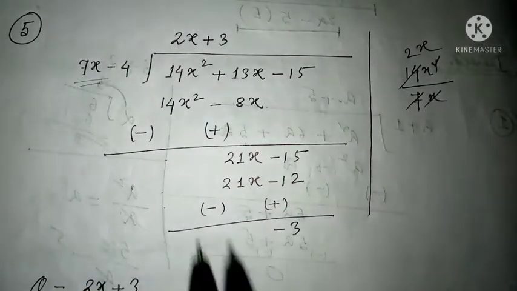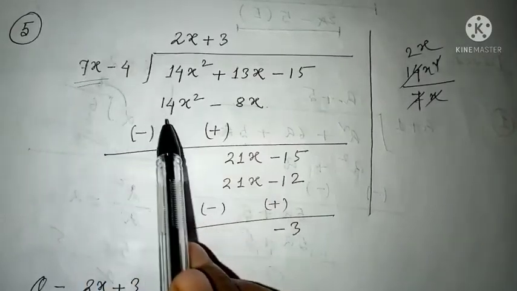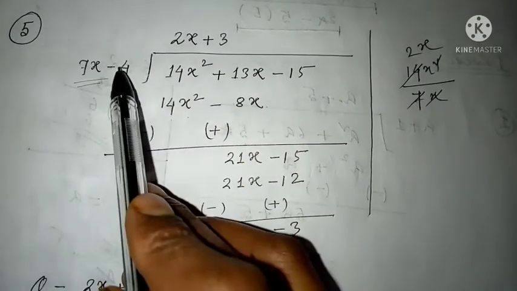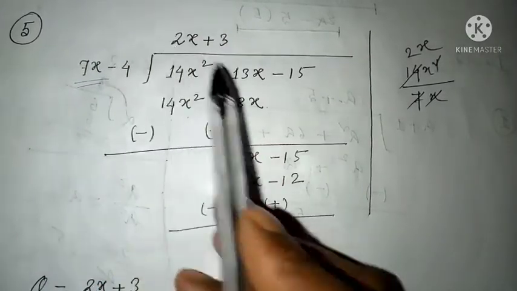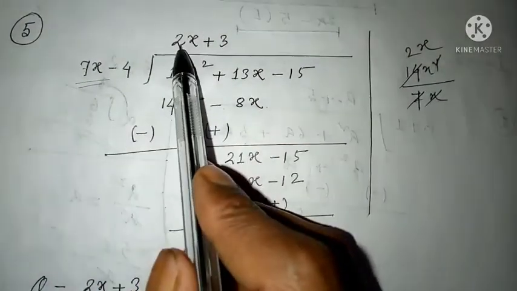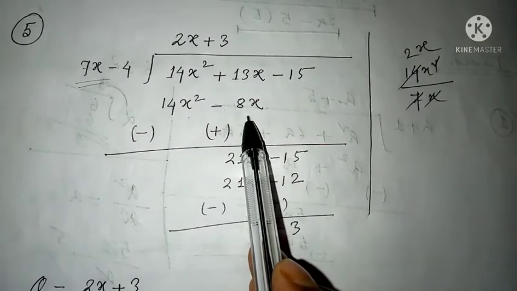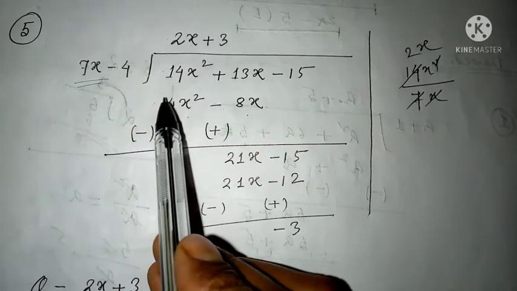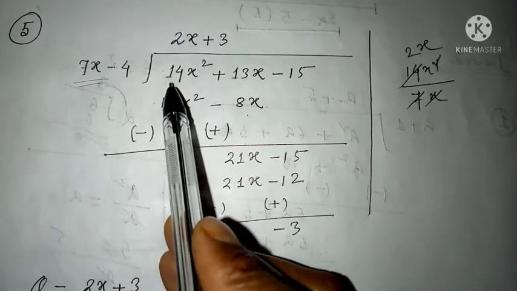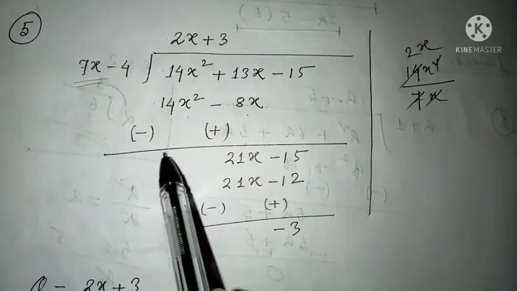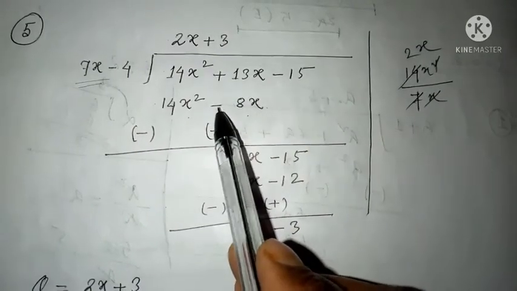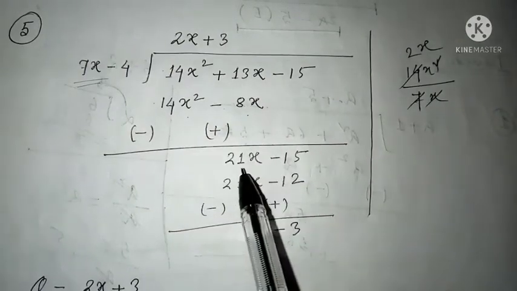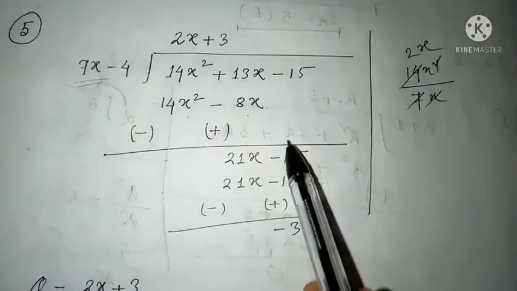Now you multiply 2 into 7, 14, x into x, that is x square. Then minus into plus, that is minus 4 into 2, that is 8x. Then you can see plus, here also plus, but this downside one we have to assume it is minus. If I assume this minus, then 14x square minus 14x square is 0, no need to write it. Then it was minus, but you have to assume it is plus, that means 13 plus 8, that is 21x, and minus 15 as it is here.